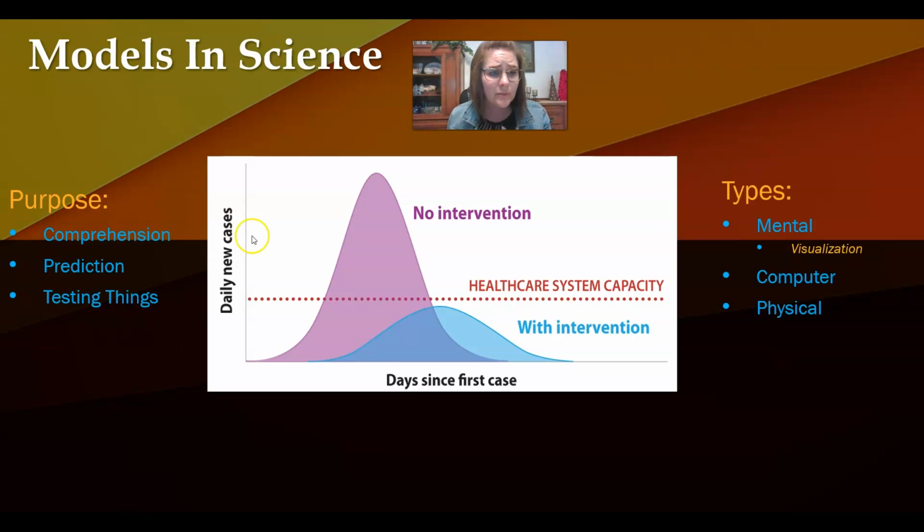Anyways, we also can't test certain things because it would be unethical. Like on human beings, you can't just run tests on human beings. So we need models to help us figure out what would happen in human beings. The different types of models there are mental or visualization.